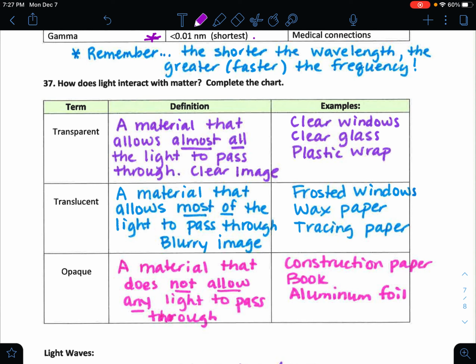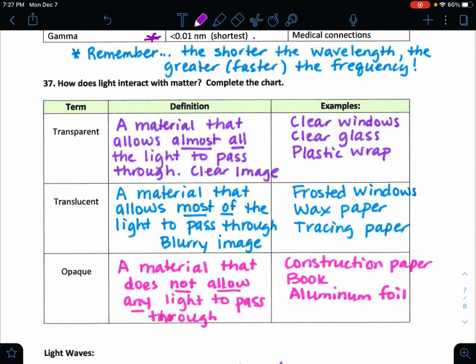Okay, so then we have this section on how light interacts with matter. Something that is transparent is going to allow almost all of the light to pass through. It's going to have a nice clear image. So that is a glass window, where you can see right through. It doesn't look fuzzy or blurry at all. When we held up the plastic wrap, we could see right through it. A clear glass, you can see right through it. So there's lots of things that are transparent.